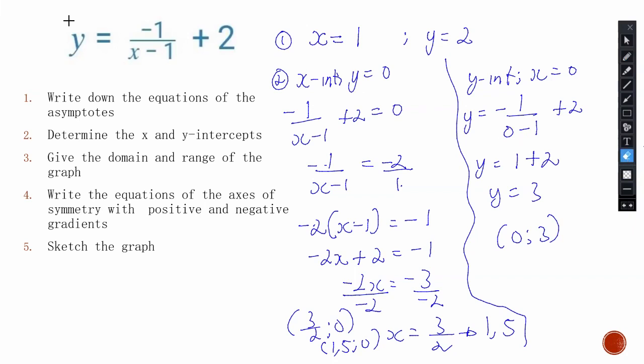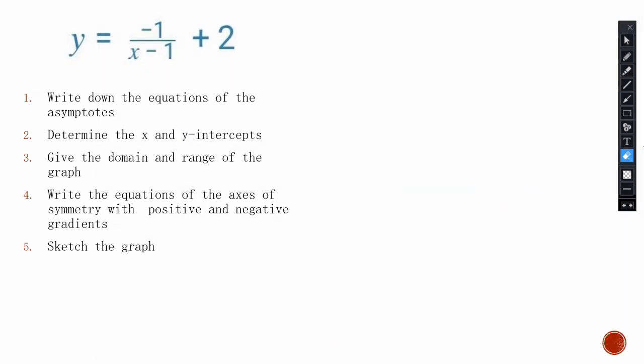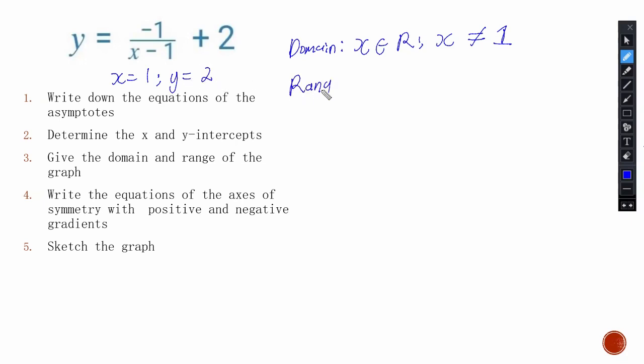Okay, number 3 now says give the domain and range of the graph. Domain, a set of all possible x values. So remember with the domain, x is an element of real numbers, where x is not equal to the asymptote. So you always have to exclude the asymptote. So where x is not equal to 1, because our asymptote was x is equal to 1. And then the other asymptote was y is equal to 2, which will now speak for the range. The range, we're going to write it as y is an element of real numbers, where y should not be equal to the asymptote. So y is not equal to 2.